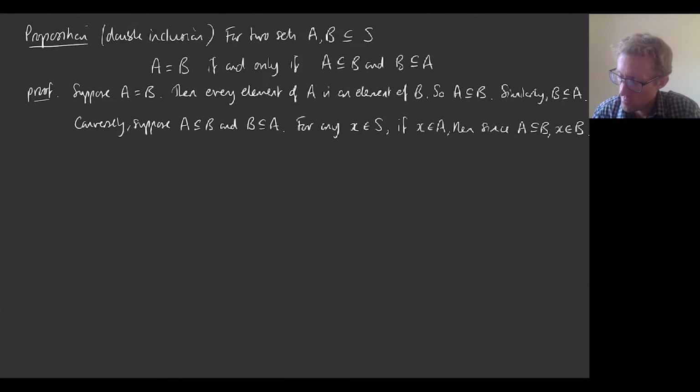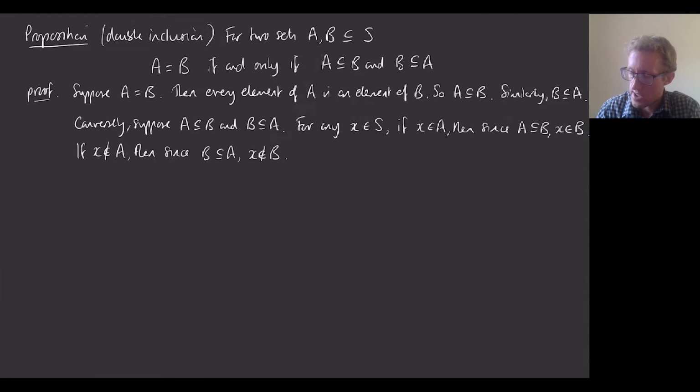So for any x in S, either x is in A or it's not. So if x is in A, then we've shown that it's in B. If x is not in A, then it can't be in B because B is a subset of A. So since B is a subset of A, if it was in B, then it would be in A, but it isn't in A. So I'm going to say then, since B is a subset of A, x is not in B.